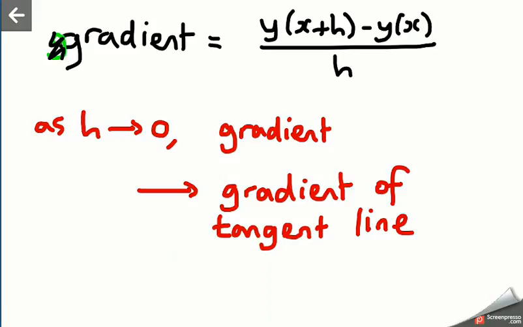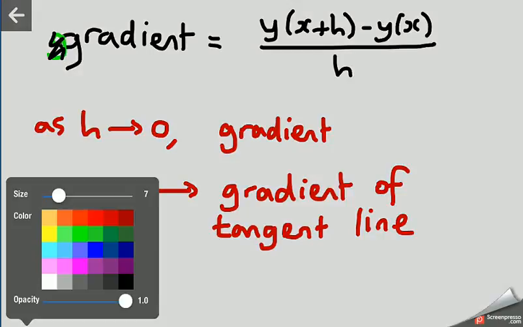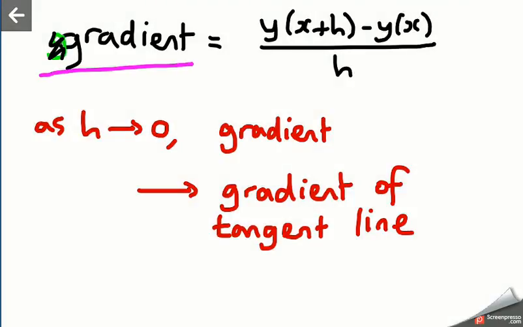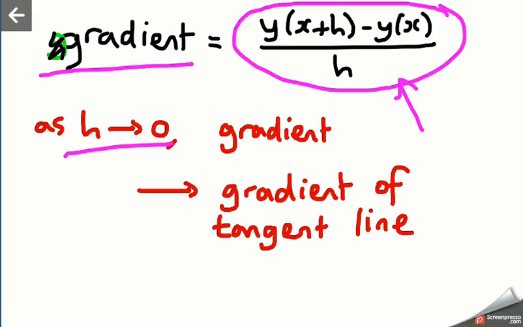And if we want to work out the gradient of the tangent line, we just keep letting h get smaller and smaller in this thing here, this thing inside the circle, and as h gets smaller and smaller, this number, whatever number that is, will get closer and closer to the gradient of the tangent line.